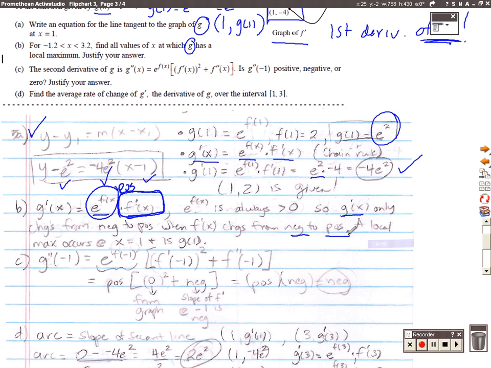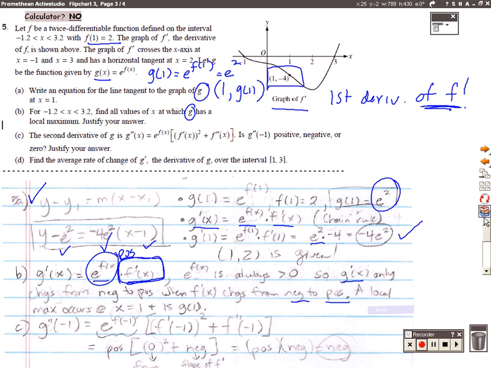So I'm going to go back up to the first derivative of f graph, and I can see that the first derivative of f changes from negative to positive. Okay, I'm seeing a mistake in my work. At x equal to 3, g of 3, because I can see that the first derivative changes from negative to positive at 3. So I did have a mistake in my work, and now that has been corrected.